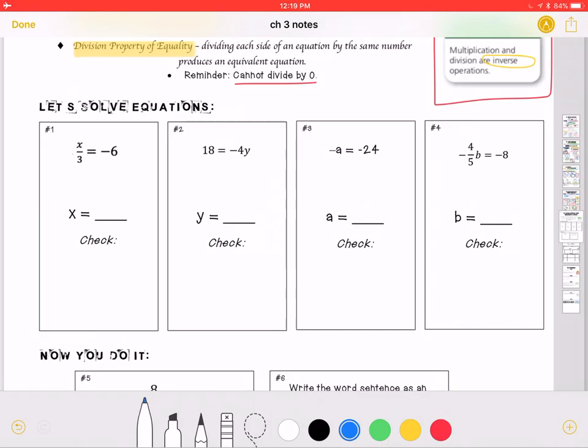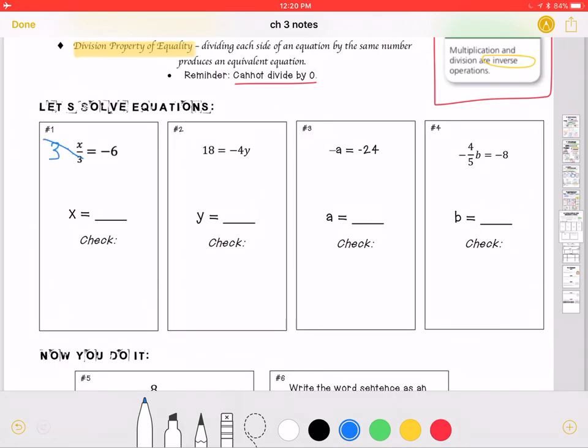Let's look at number 1. X over 3 equals negative 6. When it looks like this, I say it looks like a fraction. That operation is division. A fraction line is like a division sign. So X right now is being divided by 3. How can we get rid of dividing by 3? Well, we're going to do the opposite. We're going to multiply by 3 on both sides. So I'm going to show times 3.